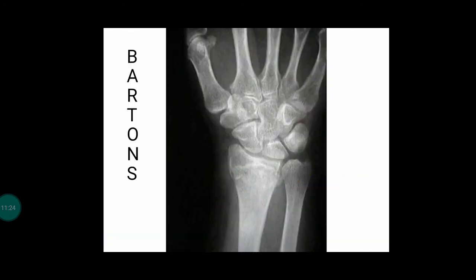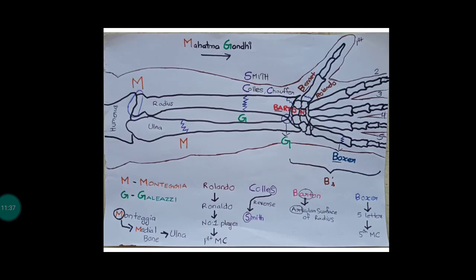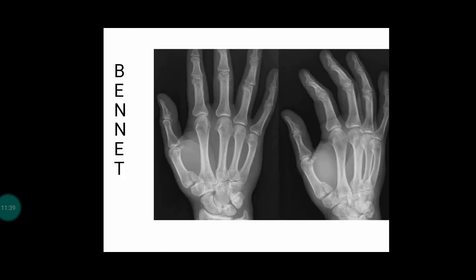Okay, this is Barton's fracture. You can see there's a fracture in the distal articular surface, and you can see the carpal bones are slightly displaced here and there. So this is Barton's fracture. Next we shall learn about the Bennett fracture.